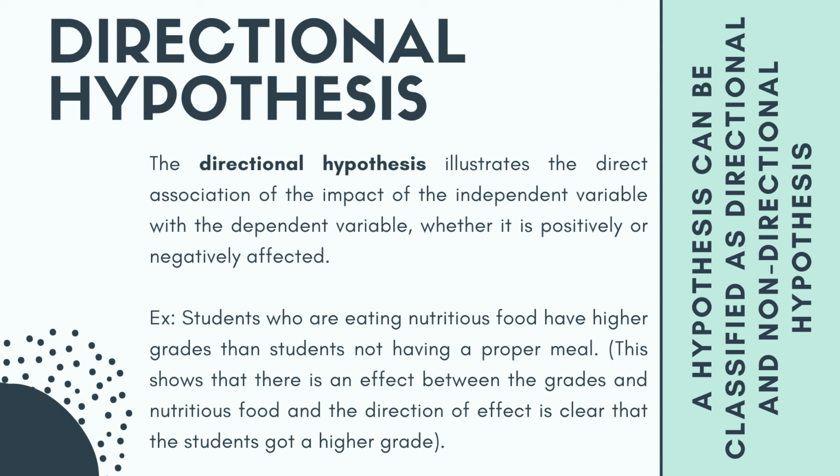When we say directional, there is a relationship and it is clear or direct in the hypothesis. Now, for example, students who are eating nutritious food have higher grades than students not having a proper meal. So, kitang-kita mo yung relationship which is direct. This shows that there is an effect between the grades and nutritious food, and the direction of effect is clear that the students got a higher grade.